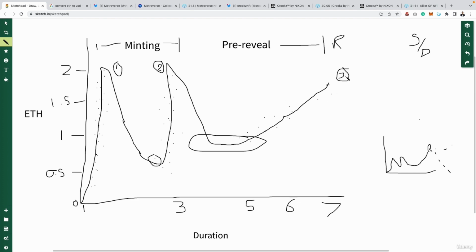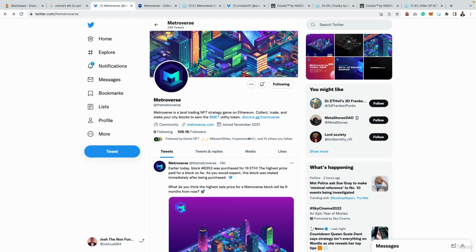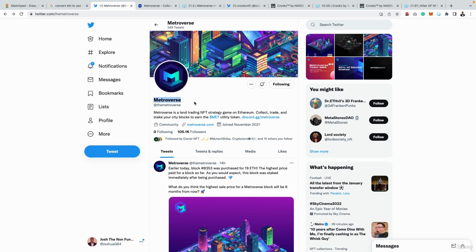So let me give you some real hard data now using 2 projects, and we're going to run through exactly the whole process, finding out every single step of the phase. So we're going to be using this project right here called Metroverse. You may have seen this online. It did really well. It's a massive NFT project. You can see over 100,000 followers on Twitter.